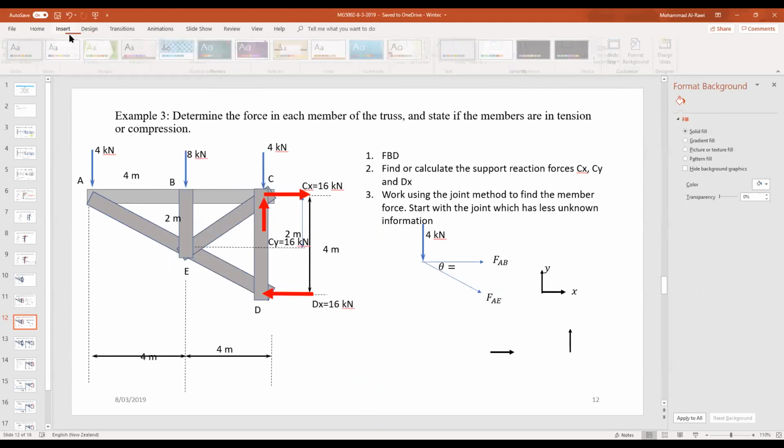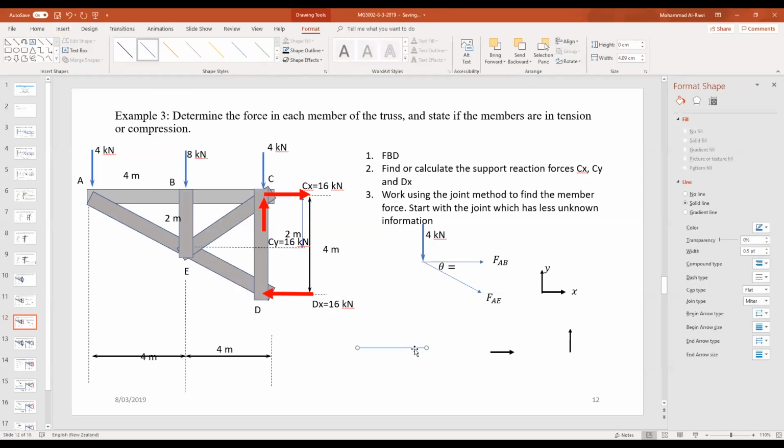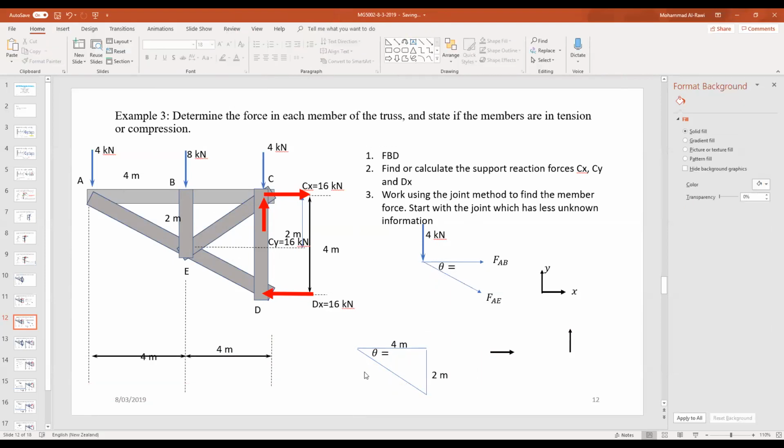Okay. Let's do it in this way, easy. So you have this distance, and you have this distance, and you have this distance. And we want to find theta. So this one is 4 meters. And this one is 2 meters. So go back. Yeah, that's right now.